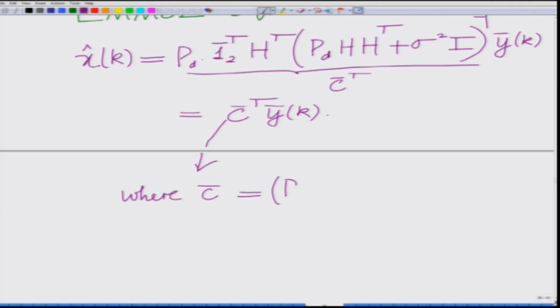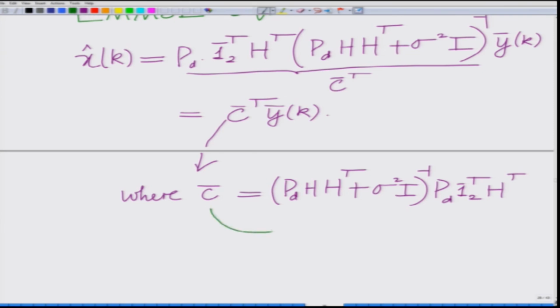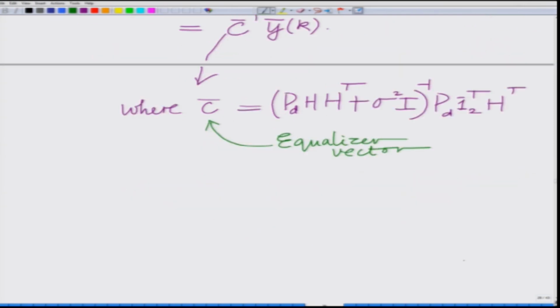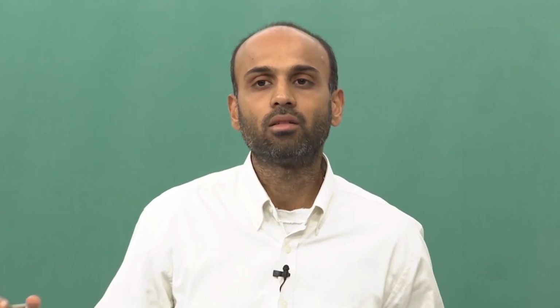equals, it is clear what C bar is. C bar is PD H transpose plus sigma square identity inverse into PD e bar 2 transpose into H transpose. We can call this vector C bar the equalizer vector. So, we are defining this vector C bar, which is the equalizer vector. We can find the equalizer vector, from that we can implement the equalizer, that is the process of equalization, across the wireless channel.